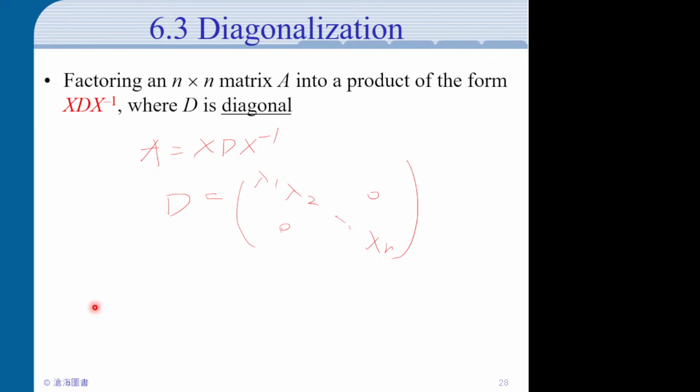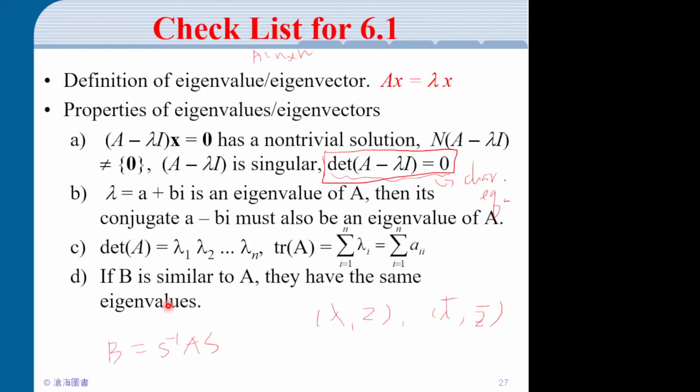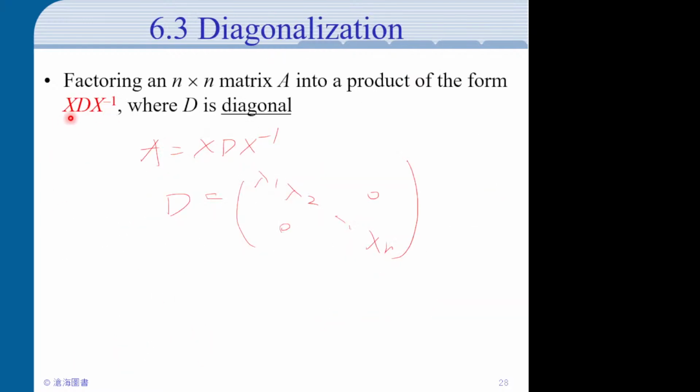Diagonalization means that we want to find a matrix similar to A that is diagonal. Somehow instead of S we write X. So we want to say A equals X D X minus 1, so they are similar, and D is diagonal. That means you only have diagonal elements, and all the diagonal elements are eigenvalues of D, and they will also be eigenvalues of A.